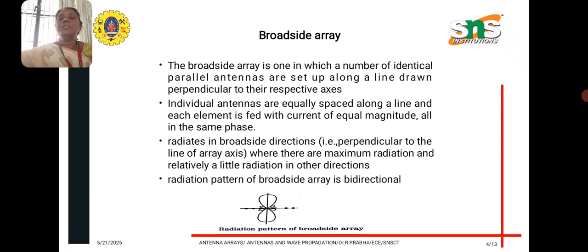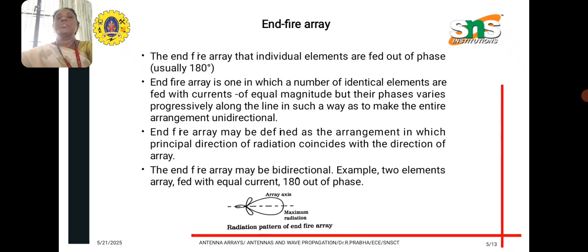Each element is fed with current of equal magnitude and all the currents are in the same phase. They radiate in broadside directions, that is, perpendicular to the array axis, and the maximum radiation is in the broadside direction with little radiation in other directions, that is, towards the array axis. The radiation pattern of a broadside array is bidirectional.